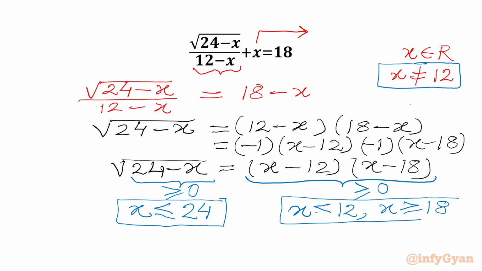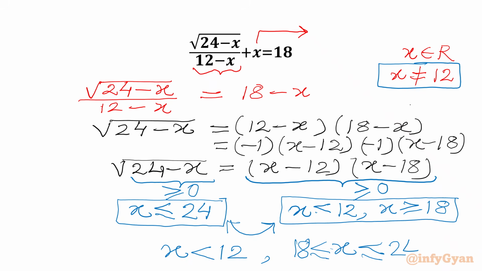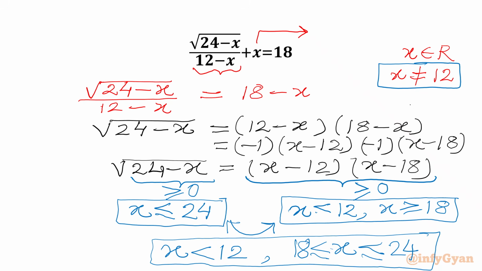Now we will take intersection of these two conditions. So we will get x should be either less than 12 or x should be in the interval 18 to 24. Then only we will get real solutions. Otherwise our solutions would be complex.